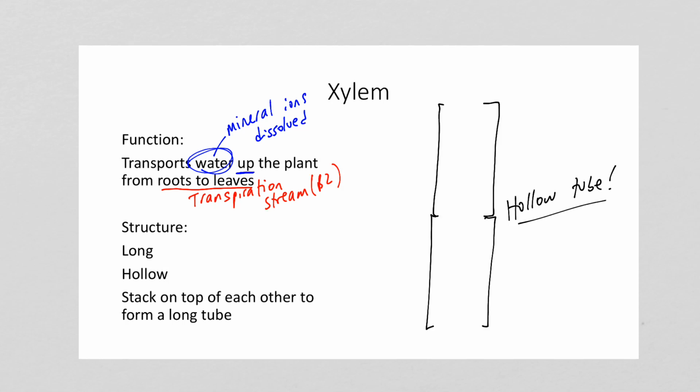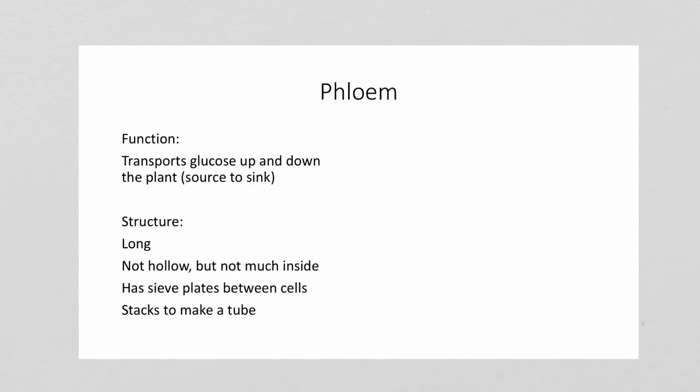The phloem, by contrast, is alive. In A-level biology, you'll learn a lot about things like companion cells that work next to the phloem to keep it alive. But the phloem is also pretty empty. It's not completely empty, but it's pretty empty.